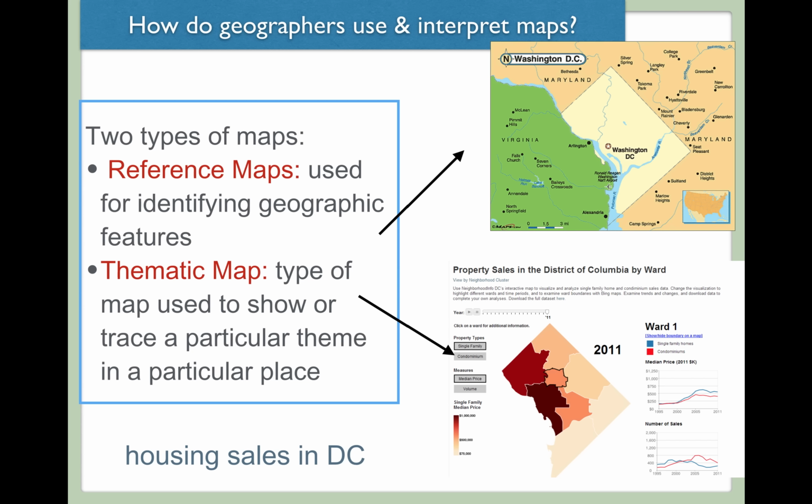This one here is an example of a thematic map of housing sales. So we're going to see what types of sales, and this one in particular is showing us the single family median price for the sale of a home in a given place. So it's how much did this particular house cost when it was sold, and that information is then spread out and analyzed over space. Reference maps, kind of where something is. The thematic map is tracing a theme. It's looking at a theme across space.